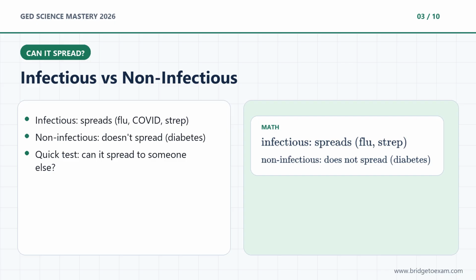An infectious disease is caused by pathogens and can spread from person to person. The flu, COVID-19, and strep throat are all infectious. A non-infectious disease is not spread by germs. It does not pass from one person to another. Type 2 diabetes, most heart disease, and most cancers are non-infectious. So the quick test is simply, can it spread to someone else? If yes, it is infectious. If no, it is non-infectious.